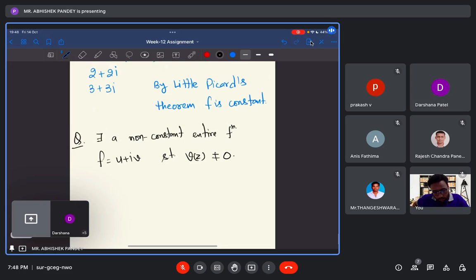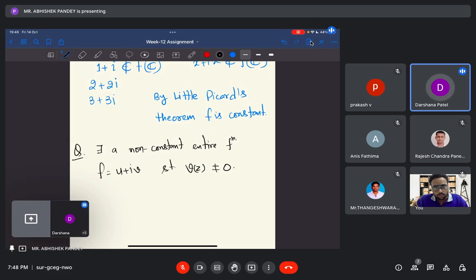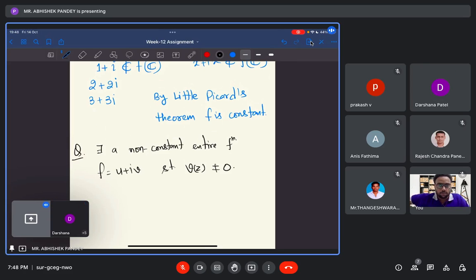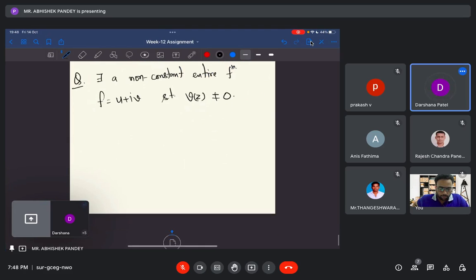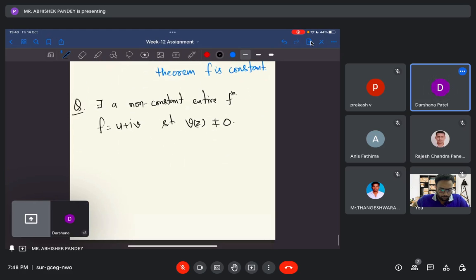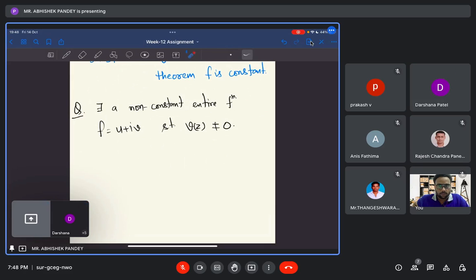Okay, but this is a different idea. Whether you can use it with this one, you have to check. So y is not equal to 0, means y cannot be 0. Then what do we do next? If y is not equal to 0, then for x plus iy only one point is omitted, right? Which point? 0.